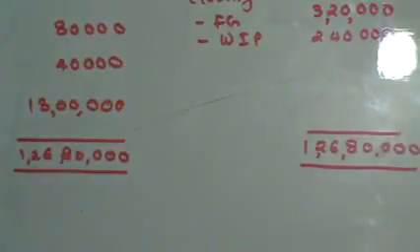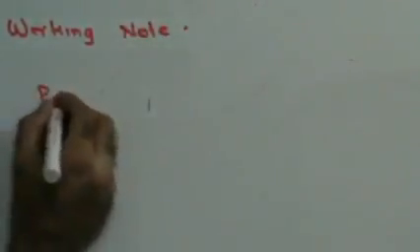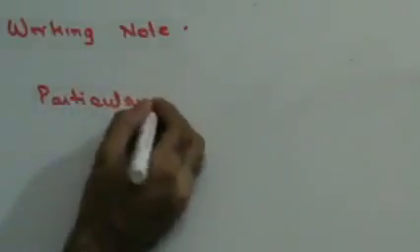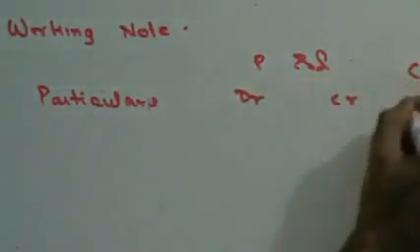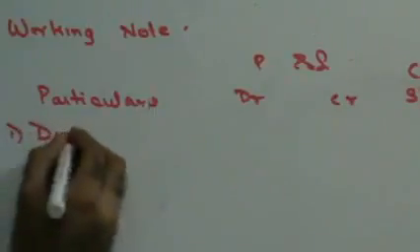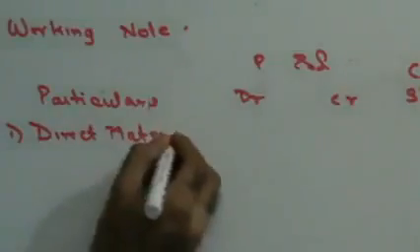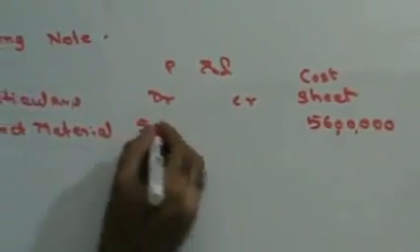Right? Let's make a working note for this to reconcile the cost and financial statement. Working note. Particulars. P&L, debit, credit, cost sheet. Right? You have to consider those entries where the amounts are different. Direct material, the amount is different. Direct material is 56 lakhs in cost sheet and it is 50 lakhs in P&L.